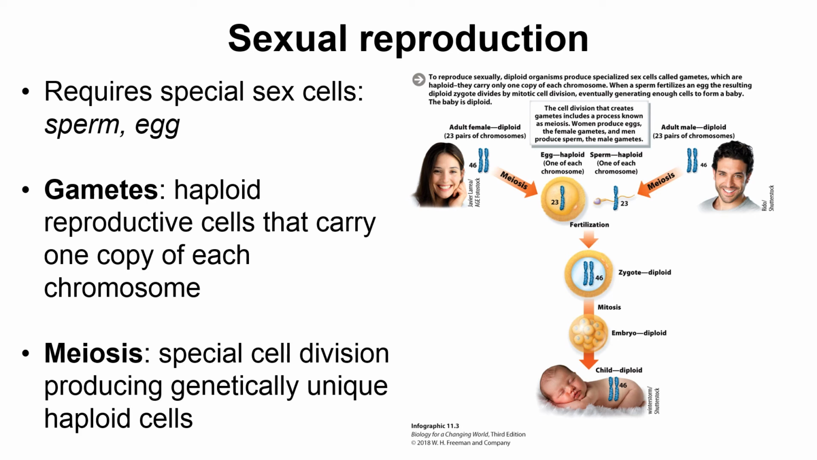So gametes are specialized cells that have half the number of chromosomes. So in this case, we're talking about the egg and sperm. These gametes were made during meiosis. And in the next slides, we're going to be talking about meiosis.